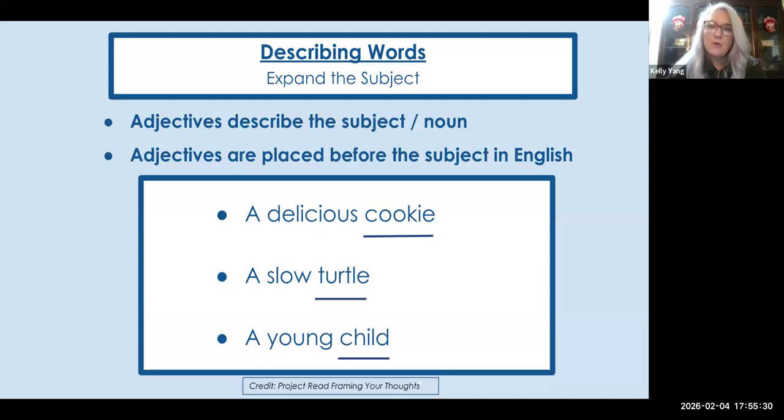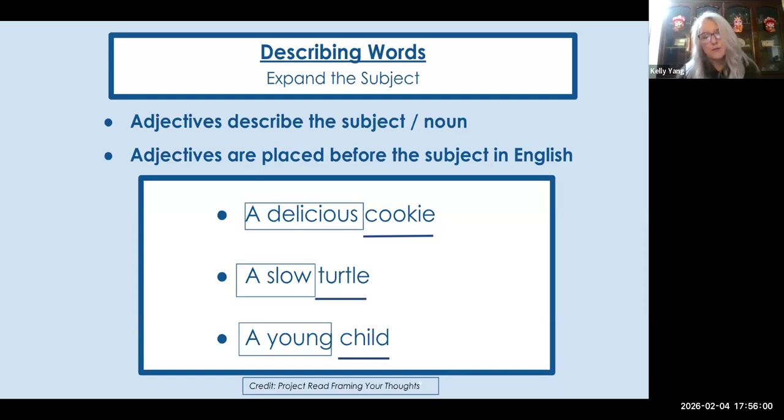Okay, so the next thing we want to think about when we're talking about the subject is describing words. So we can expand the subject by using adjectives to describe the subject, the noun. In English, we all know that adjectives are placed before the subject. So that's a source of confusion for some of our students, especially our Spanish speakers, where the placement is reversed. But these are just some examples: delicious, slow, young.